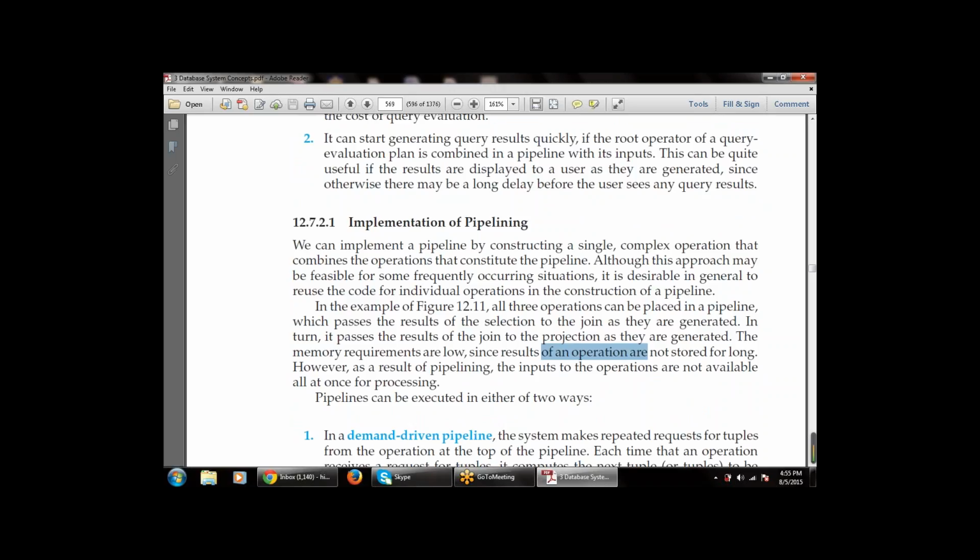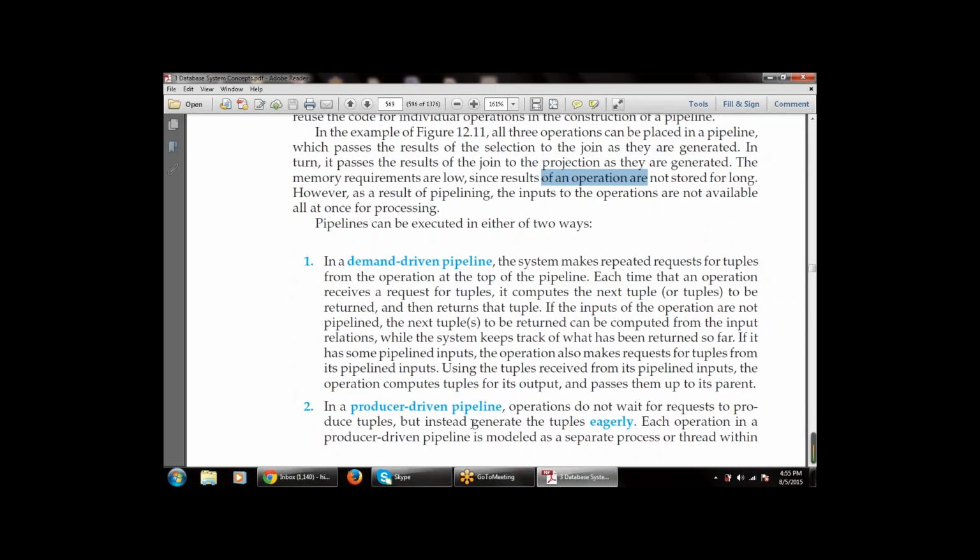That is an input that is available, the output generated by the operations resulting from pipelining, which is not available all at once for processing. Now, what are the two methods or criteria in which pipelining can be executed? Pipelines can be executed in either of two ways. So what are the two ways?